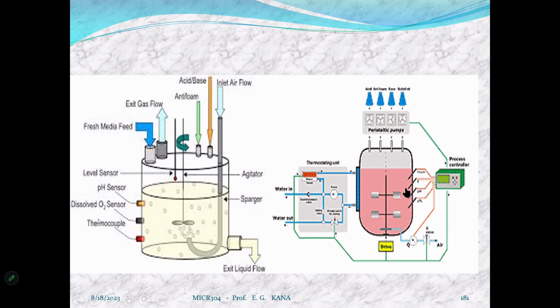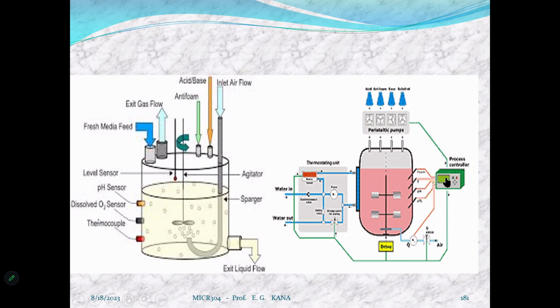The pH probe will measure the pH value from the broth. Of course, we learned from the previous classes that the pH doesn't remain constant due to the metabolic activity of the cells. The pH probe will now measure the pH value from the broth and transmit the signal to the control unit, which is here in green. The sensed value will be compared with the set point value, and the action to be carried out will depend on the deviation, whether it is below the set point value.